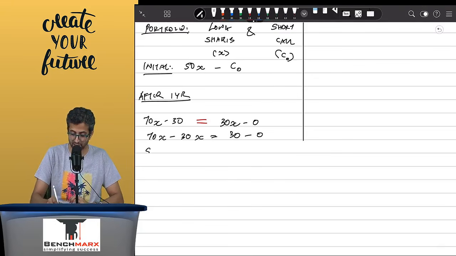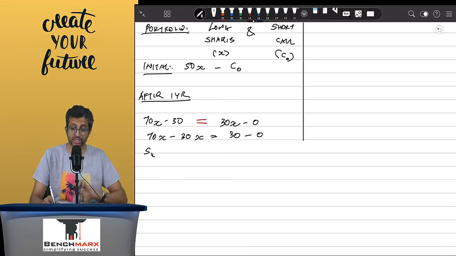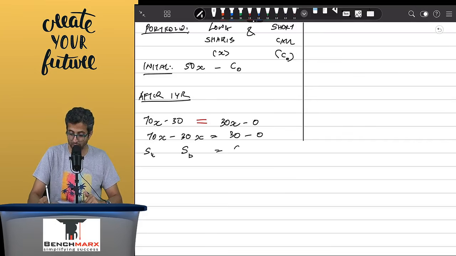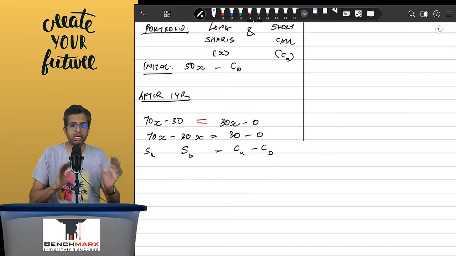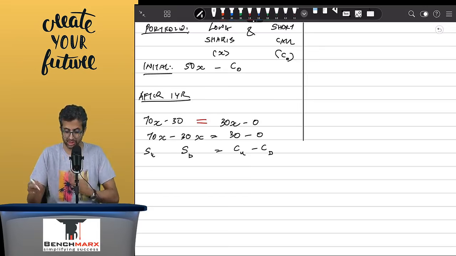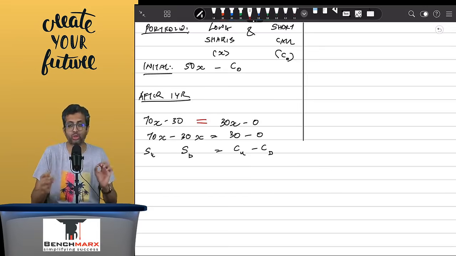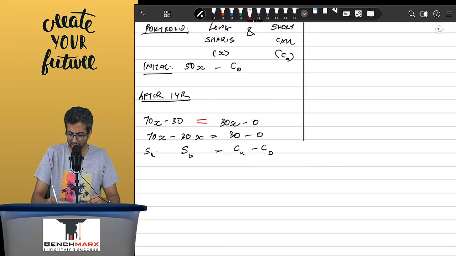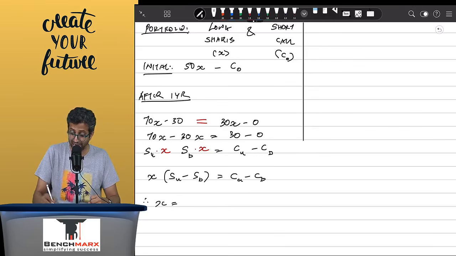Alternatively, what is 70? Well, 70 is SU, spot price at the upper level. 30 is SD, spot price at the lower level. 30 over here is a call option at the upper level, and 0 is a call option value at the lower level. I'm just trying to reconcile with the institute's formula. If some students want to have a logic for that formula, so over here, if I were to take x common, x into SU minus SD equals CU minus CD, and therefore x can directly be derived.